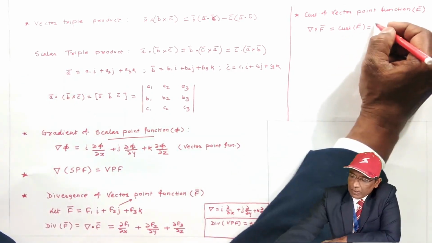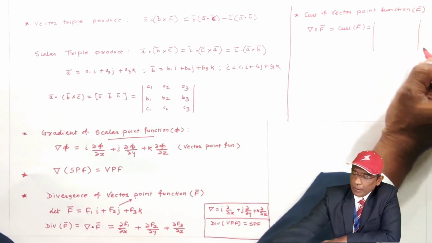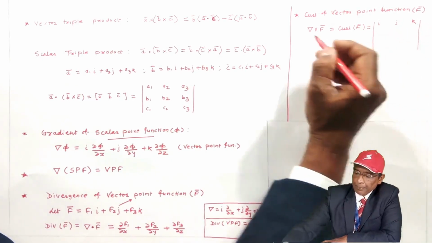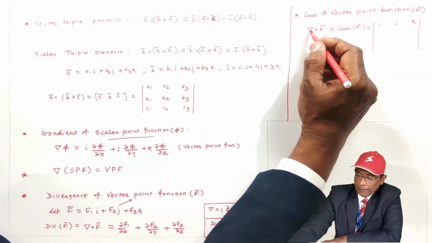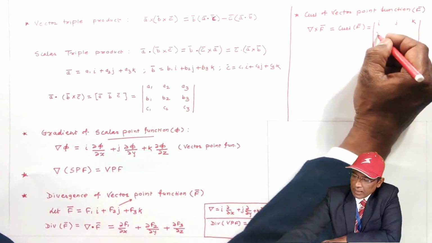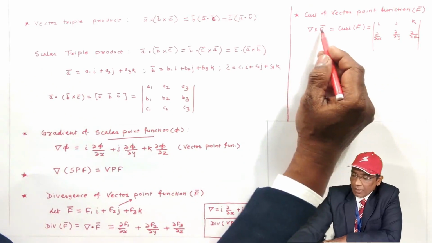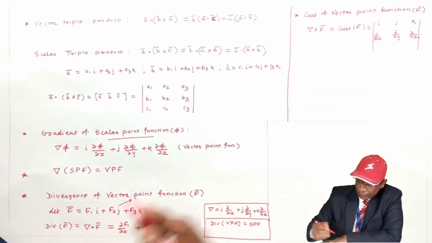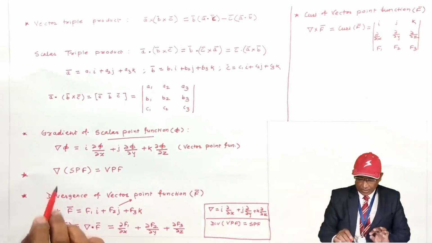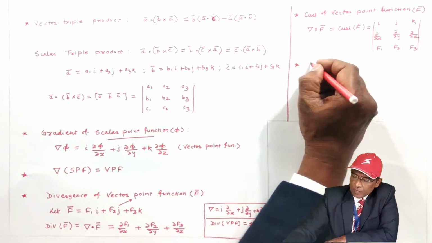Now del cross f bar can be calculated using a determinant. As I told you, i, j, k is the first row of the determinant, and del is i del x plus j del y plus k del z, so the second row is del x, del y, del z, and del cross f bar I am taking. F bar component-wise is f1, coefficient of i, coefficient of j, and coefficient of k. Gradient, divergence, and curl: the simple sums we are going to discuss.